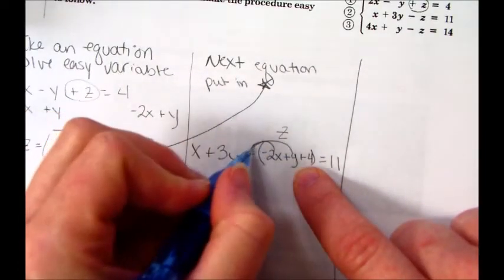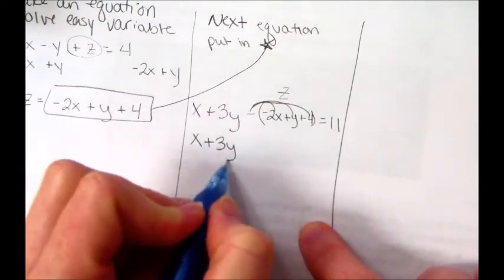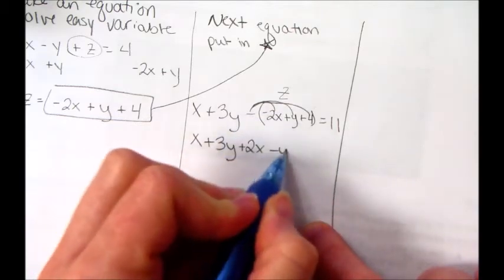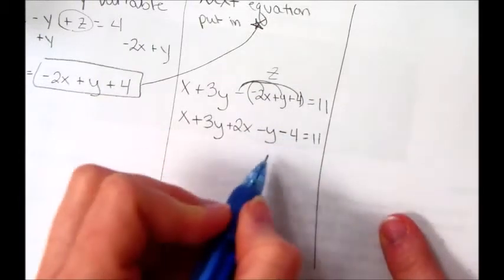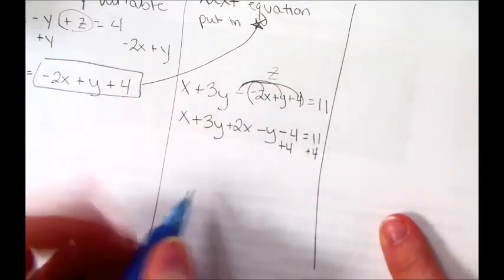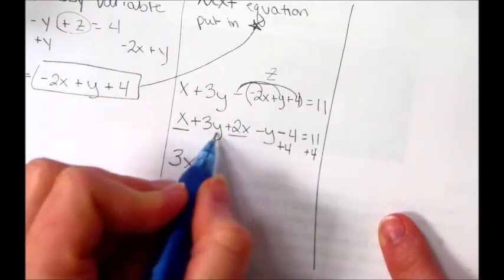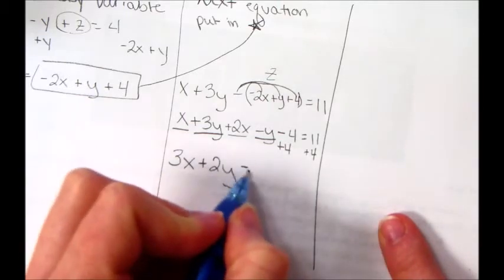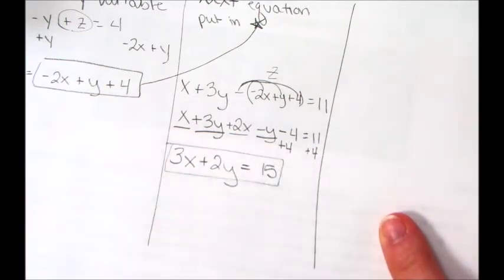Distribute and simplify. X plus 3y. Now a negative times a negative is positive 2x. Negative times a positive is minus y. A negative times a positive is minus 4 equals 11. Add the 4 to the other side. Combine your like terms. X and positive 2x makes 3x. 3y minus y makes positive 2y. 11 and 4 makes 15. Hold on to this equation. It's pretty important.